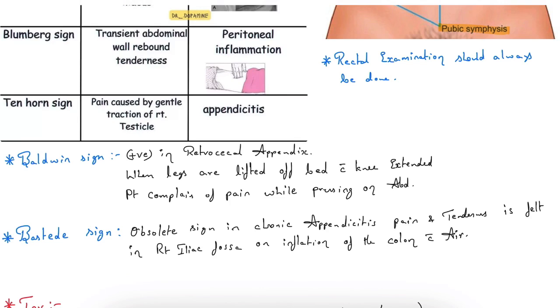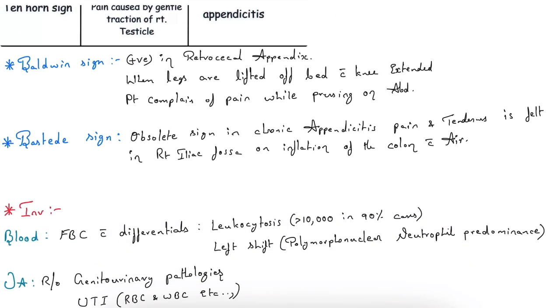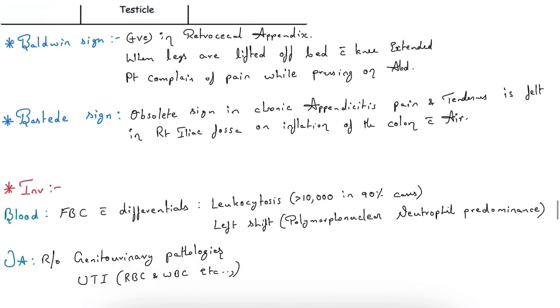Next one, Baldwin sign. Baldwin sign will be positive when the appendix is in a retrocecal position. When the legs are lifted off the bed with the knee extended and the patient complains of pain while pressing on the abdomen, then the Baldwin sign will be positive. And we can see Bastedo sign. It's an absolute sign in chronic appendicitis. Pain and tenderness is felt in the right iliac fossa on inflation of the colon with air.